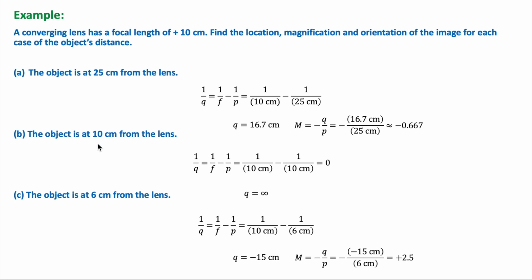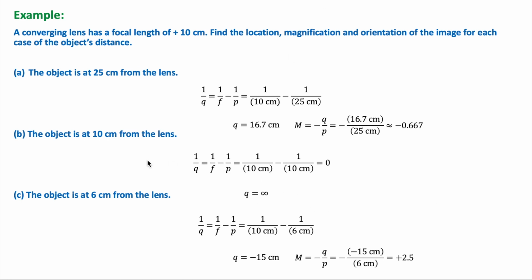The second case is that the object is placed at the focal length of 10 centimeters, and q in that case goes to infinity, which shows that the image is formed at an infinite distance from the lens when the object is placed at the focal point. This means that the rays travel parallel to one another after refraction.